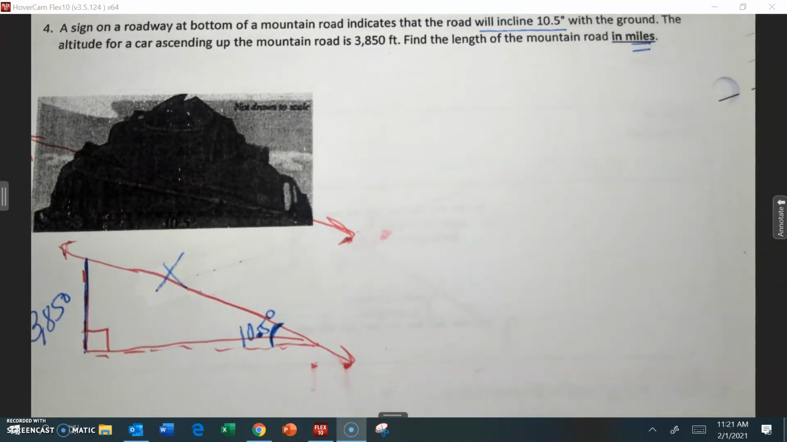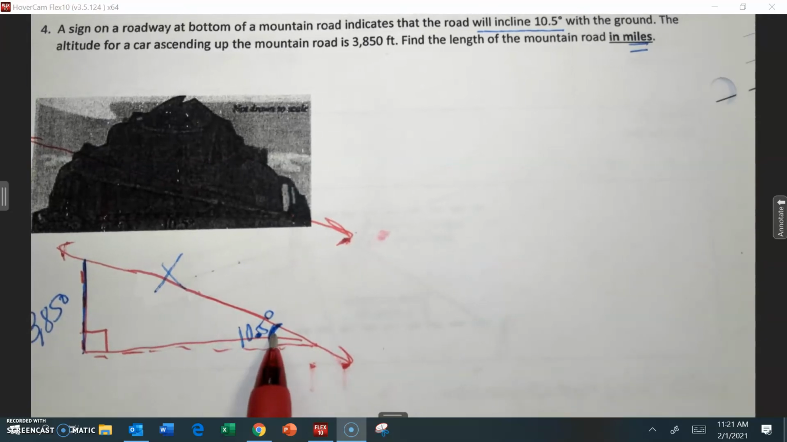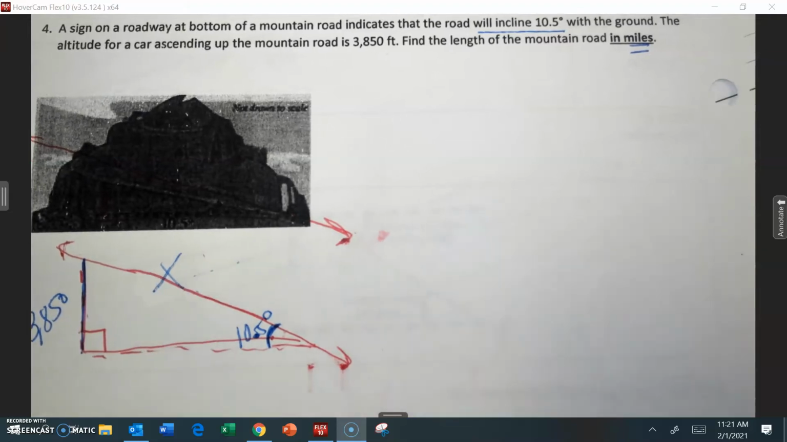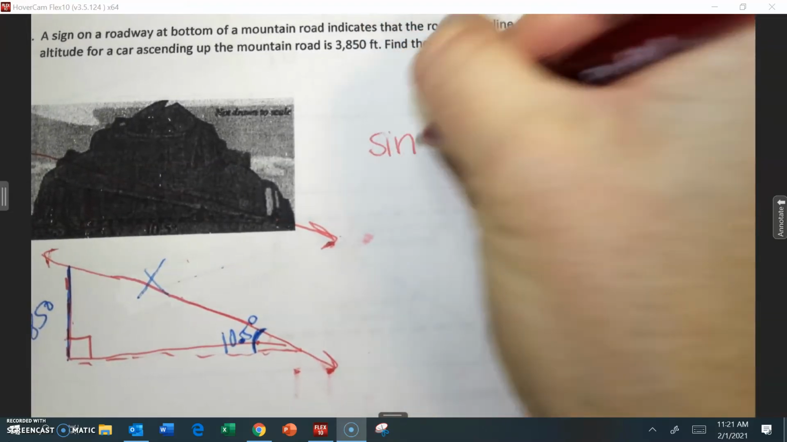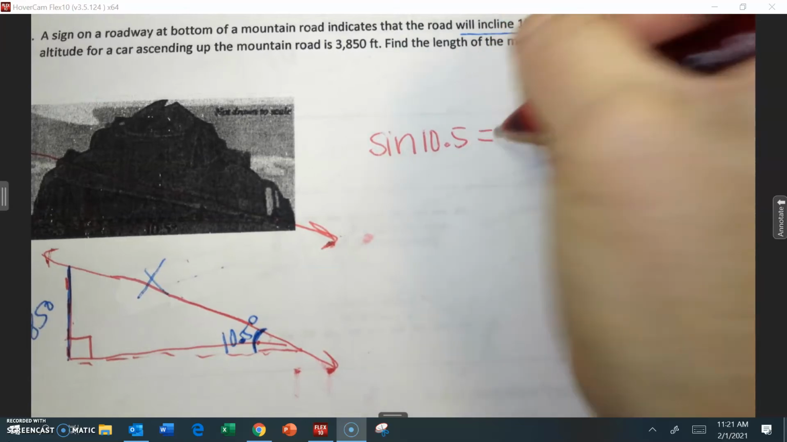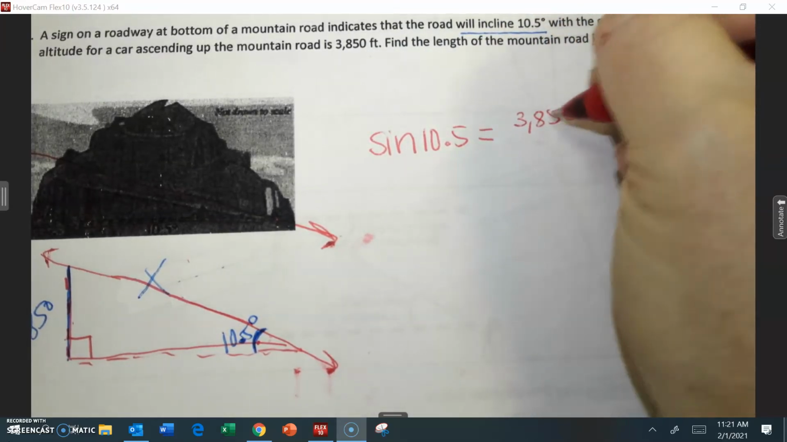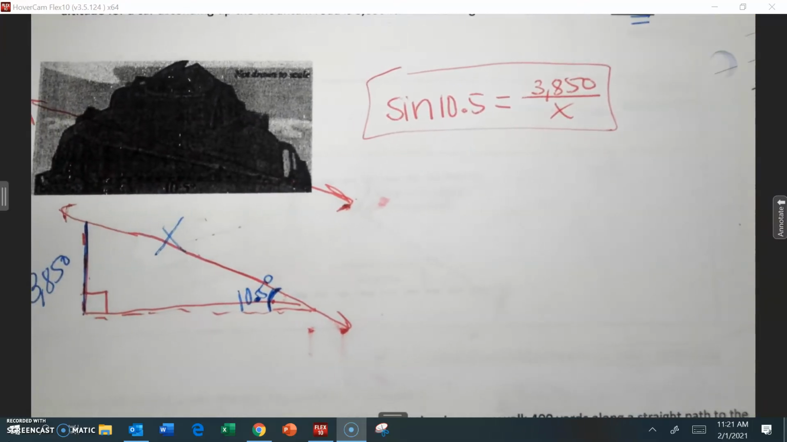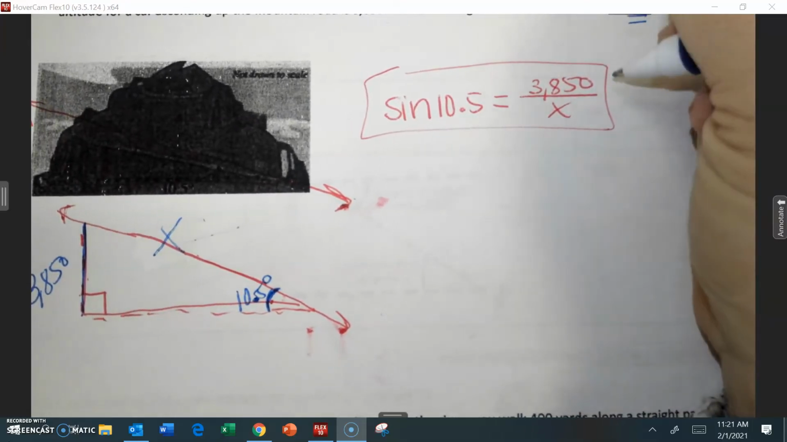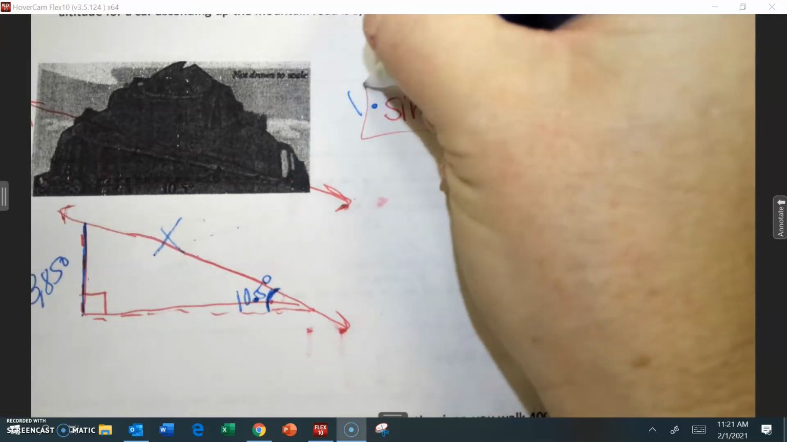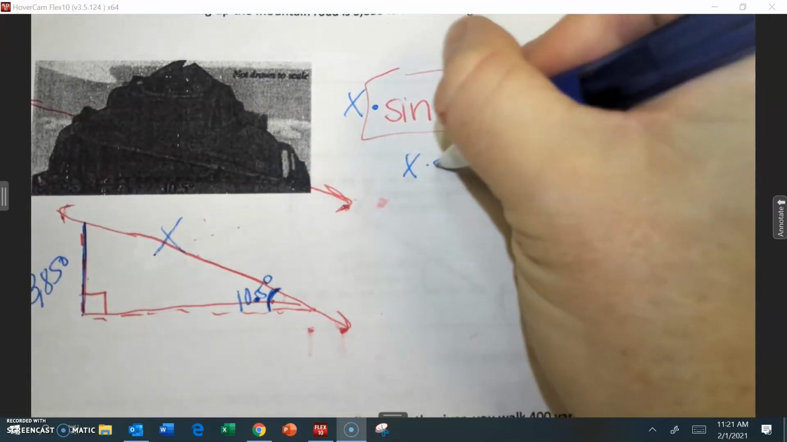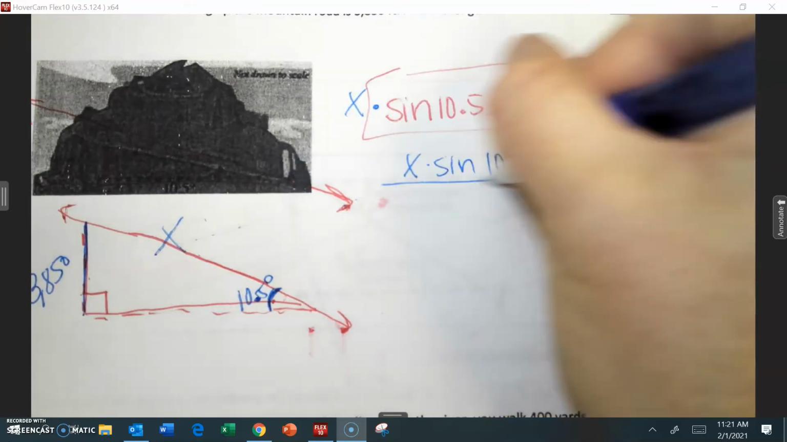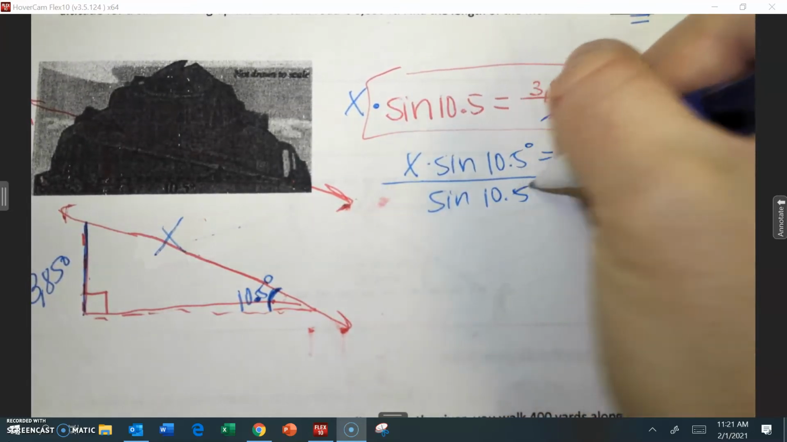All right, so let's set up our equation. If we are going from this angle, we have an opposite and a hypotenuse. So that is definitely a sine function. I'm going to go ahead and set up my trig equation, and we're going to solve for x. We've done this a lot this year, but to get that x out of the denominator, let's multiply both sides by x, and then we can divide to get x by itself.